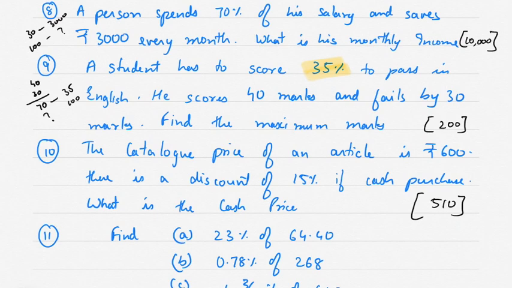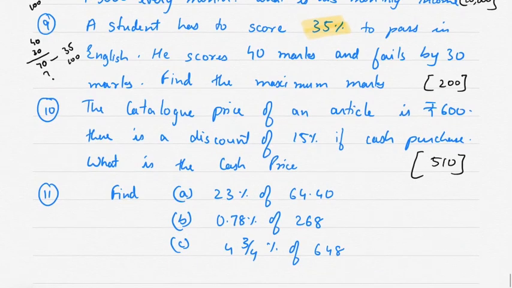Okay. Next question. A catalog price of an article is rupees 600. There is a discount of 15%. If cash purchased, what is cash price? Okay, 600 minus 15%, you will get cash price. 15% would be 600 into 15%. How much does it come to? 600 into 15%? I believe it comes to 90. Right? So that's why the answer is 510.